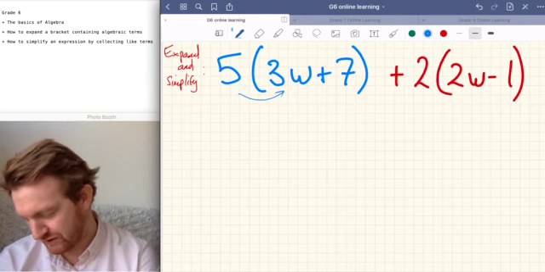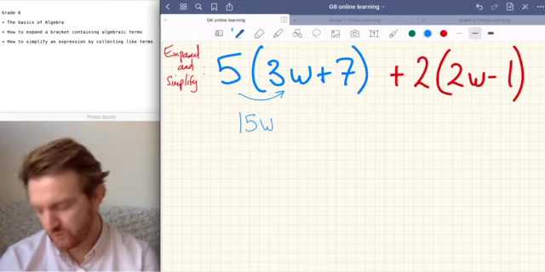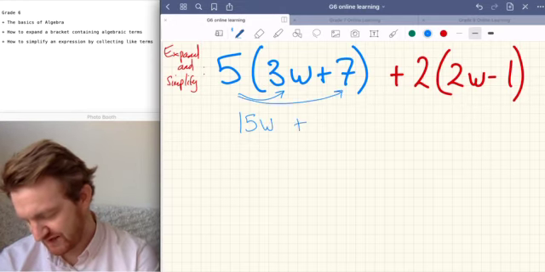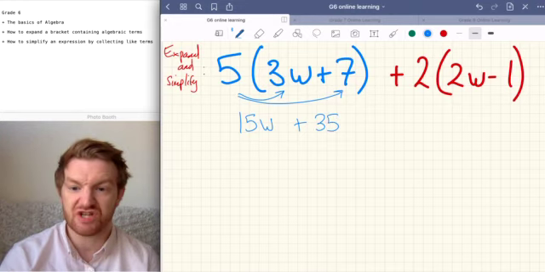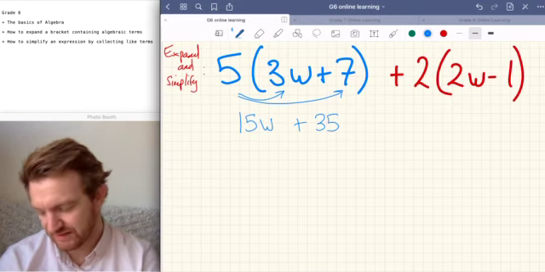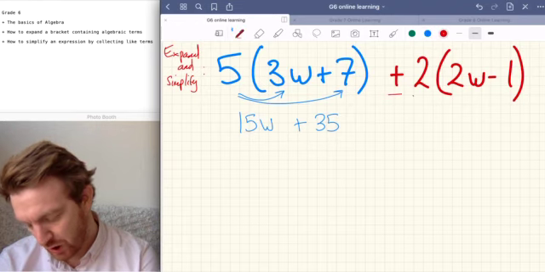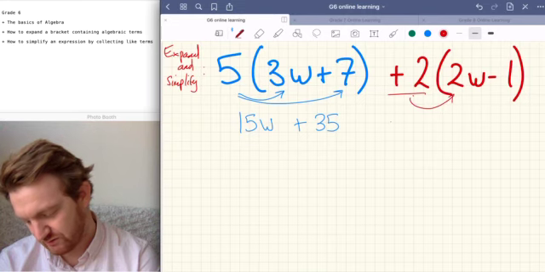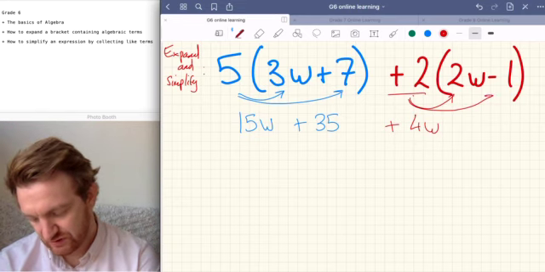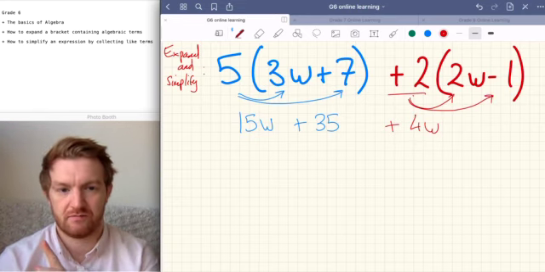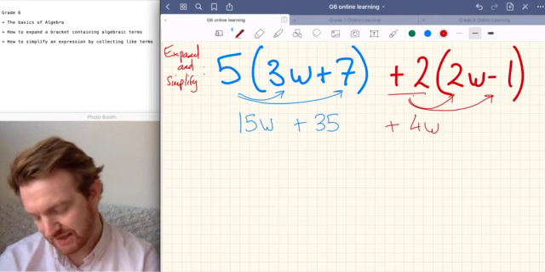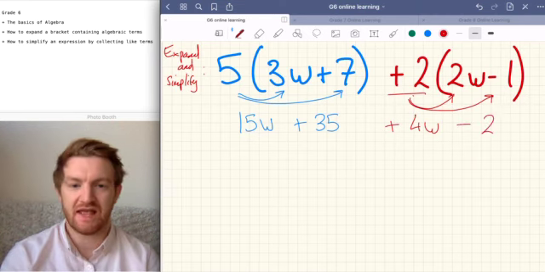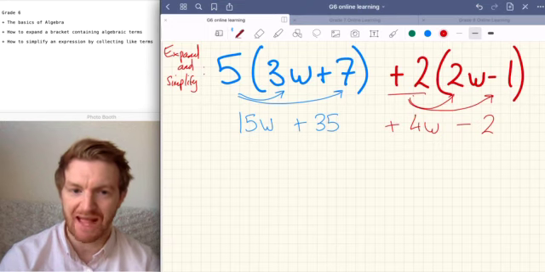We've got 5 lots of 3W. That's 15, 5 times 3, W's. We've got 5 times 7. 5 times 7 is 35. Notice it's just a number. We'll see what we do with that in a second. You've got positive 2. Remember the plus stays with the number. Positive 2 times 2W. 2 times 2 is 4. You've got positive 2 and negative 1. When you multiply those together, a positive and a negative makes a negative. We've got negative 2. So that's our expand.